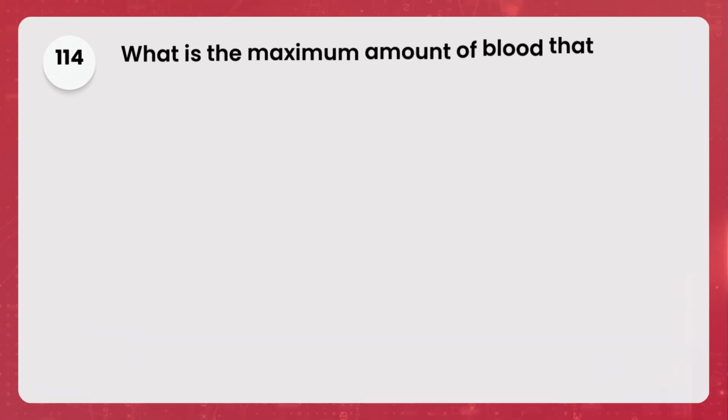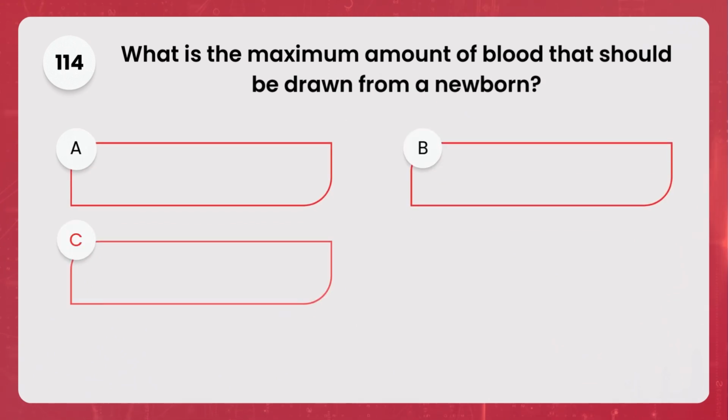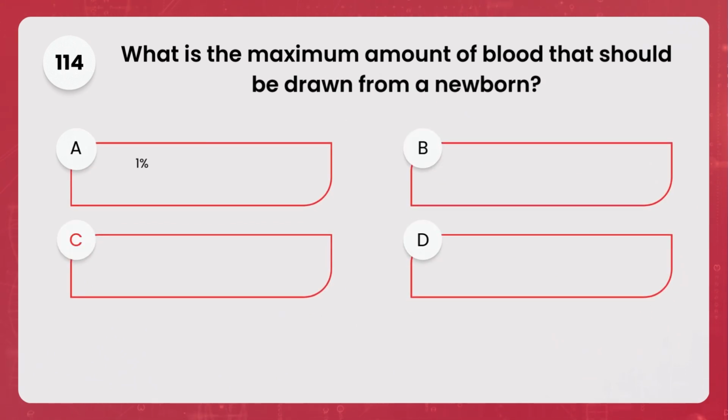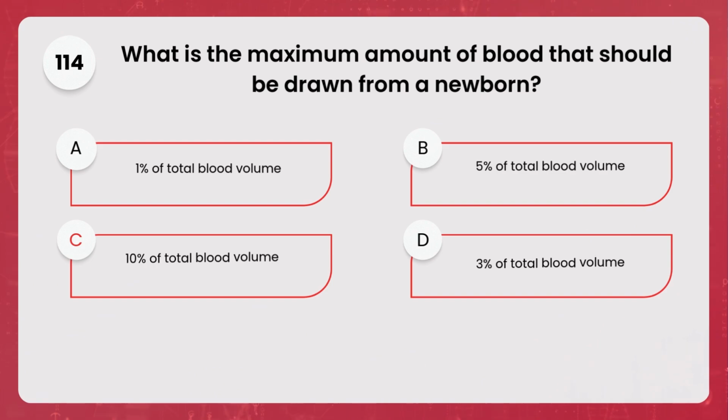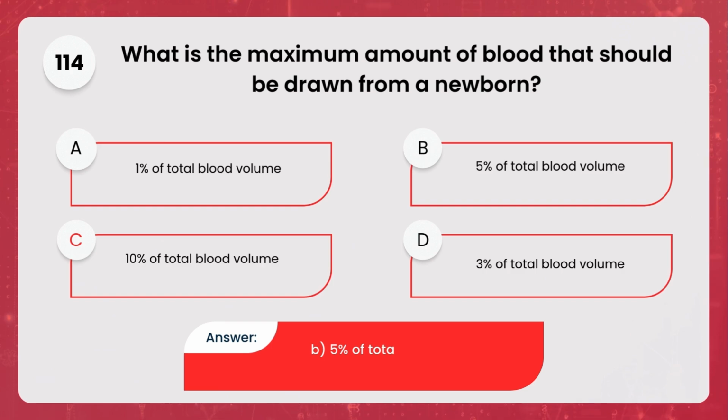Number 114. What is the maximum amount of blood that should be drawn from a newborn? A. 1% of total blood volume, B. 5% of total blood volume, C. 10% of total blood volume, or D. 3% of total blood volume? The answer is B. 5% of total blood volume.